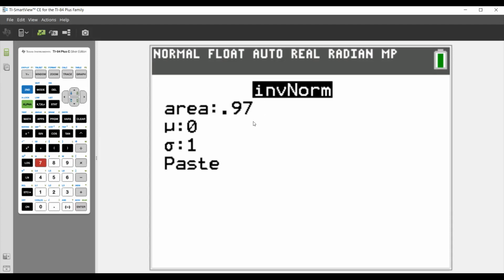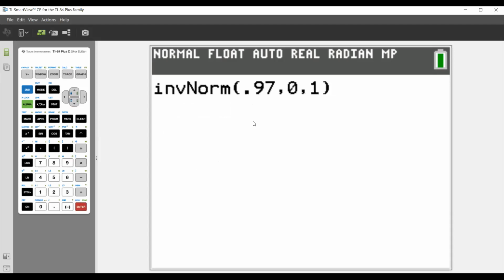Now, this is a standard normal. The mean is 0, standard deviation is 1. So we're going to get a z when we calculate this. Now, for those of you with the 83 calculator, this is what you would type in. You choose inverse normal and it would open up a set of parentheses, and then the area to the left goes in first as a proportion, comma, the mean, comma, the standard deviation, close parentheses.